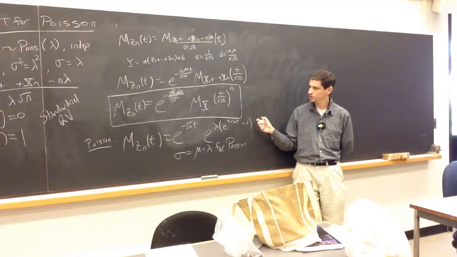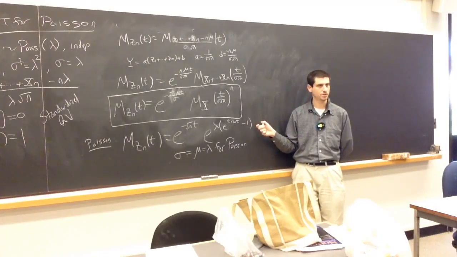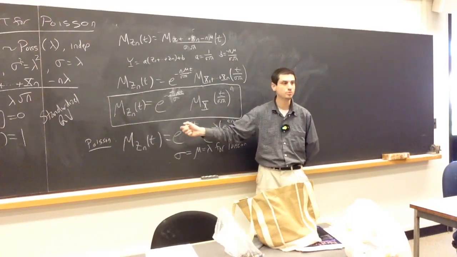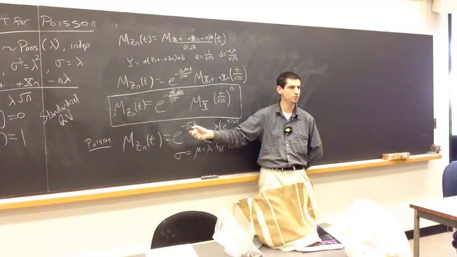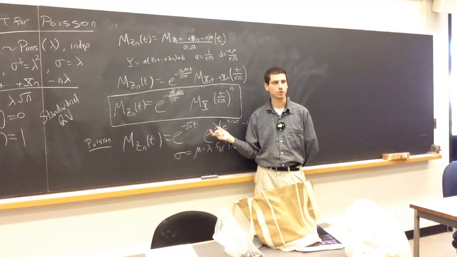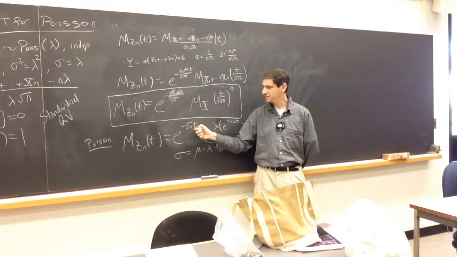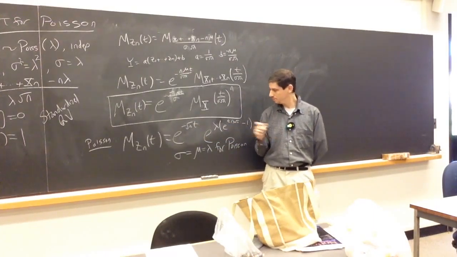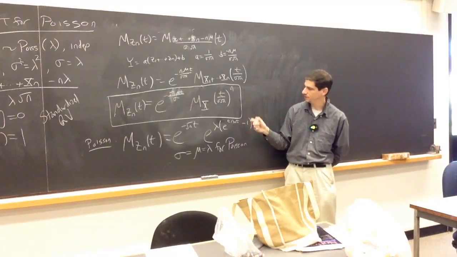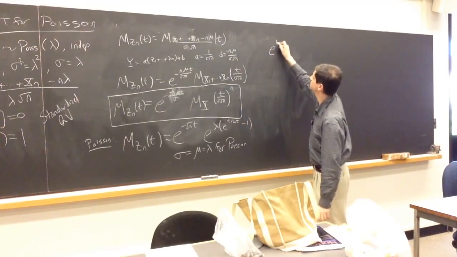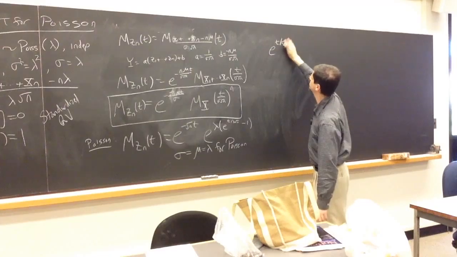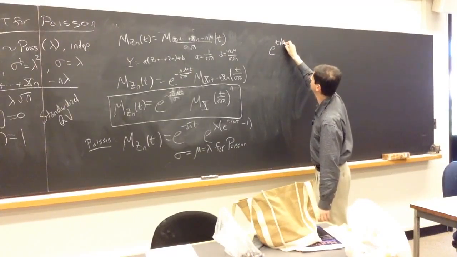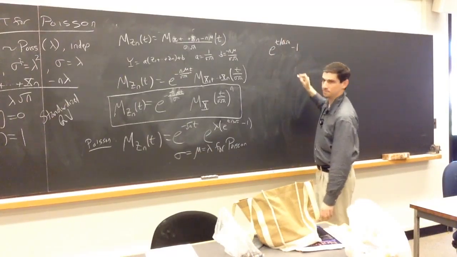Okay, so now we want to analyze this. If we're trying to show it converges to the moment generating function of the standard normal, we should be getting e to the t squared. I've got an e to the t here, which I don't necessarily like, but we're going to have some stuff over here. So let's look at e to the t divided by lambda root n, minus 1.